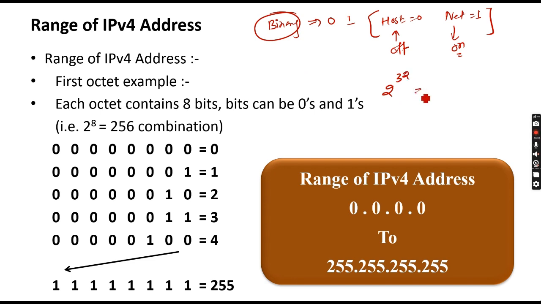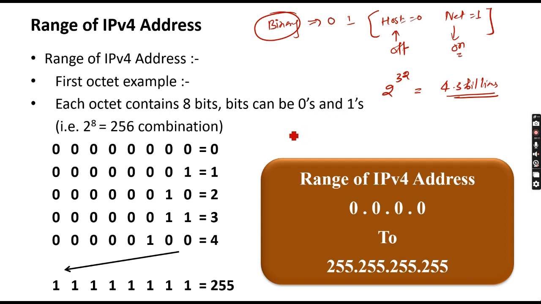2 power 32 is equal to the total number of IP addresses you will be getting. So it's going to be around 4.3 billion IP addresses in this. Now, when you try to calculate the range of IP addresses, how is it going to be?